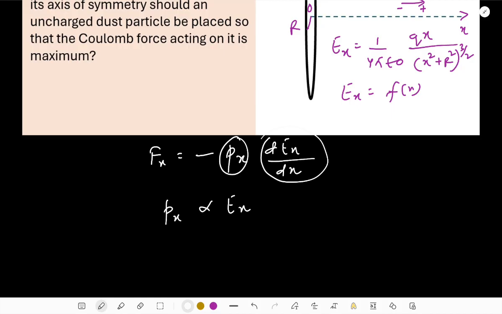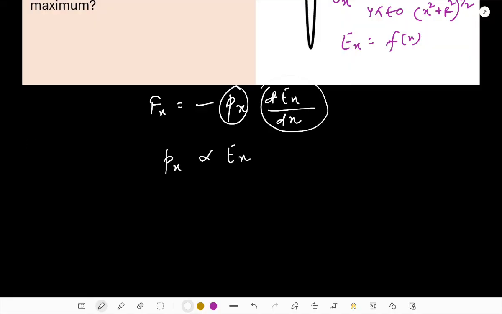And the electric field due to an electric dipole, you can calculate Ex in terms of px, and they are directly proportional for a given distance x. So that we can write here that Fx is directly proportional to Ex multiplied by dEx by dx.